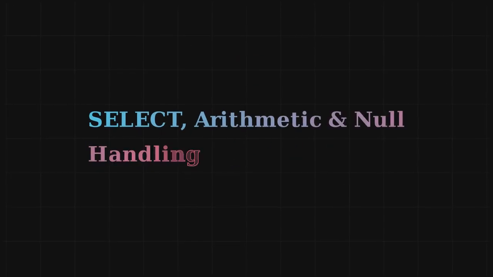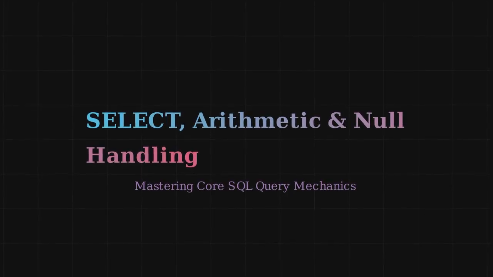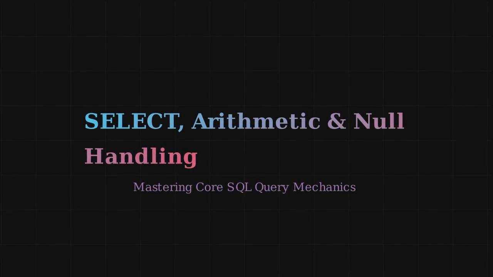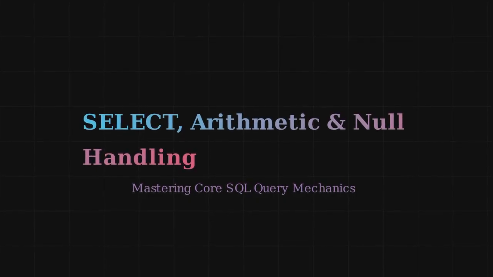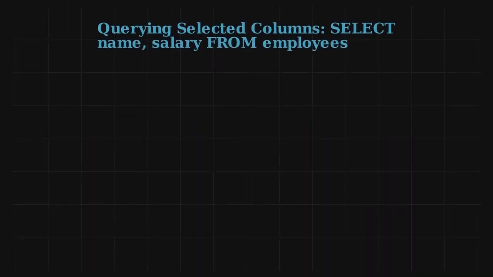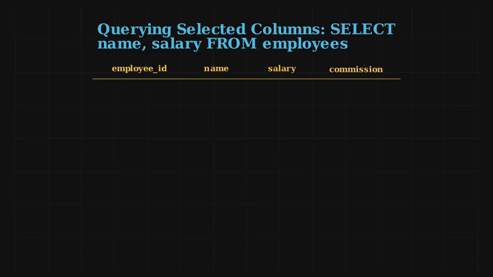Welcome. Today, we'll master database queries, exploring how to select specific columns, perform math on the fly, handle missing data gracefully, and leverage the special dual table. We start with a standard employees table containing ID, name, salary, and commission.